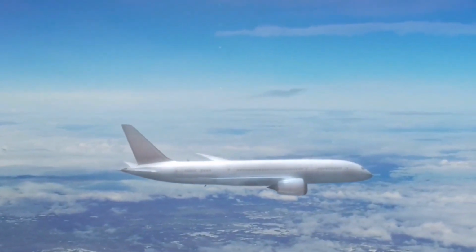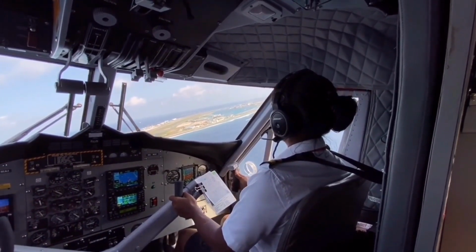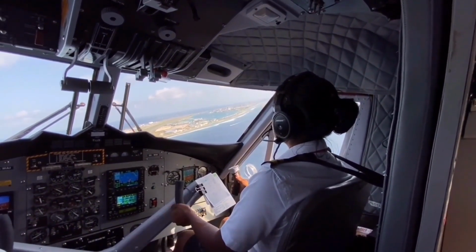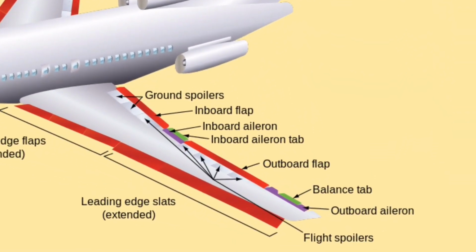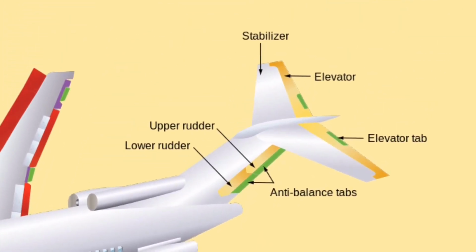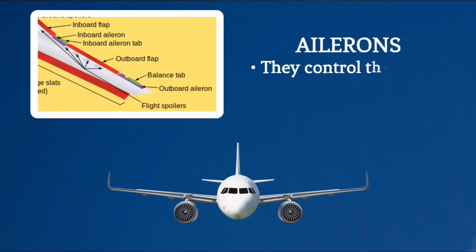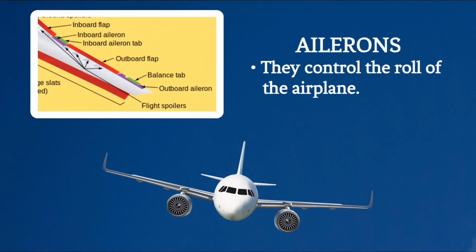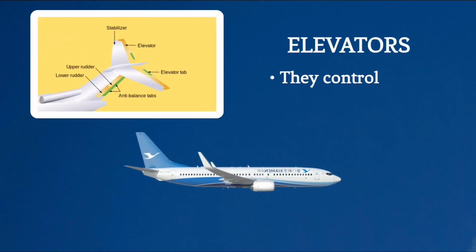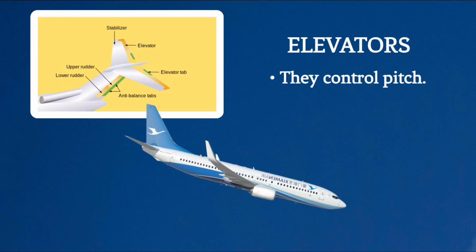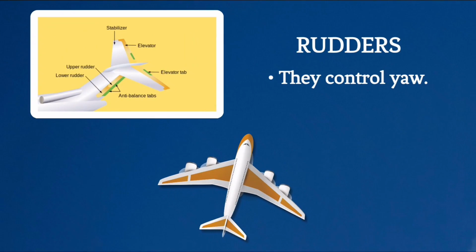Apart from the major components of an airplane, they are also equipped with movable control surfaces that allow the pilot to manipulate their flight path. These primary control surfaces include ailerons, elevators, rudders, flaps and slats. Ailerons control the roll of the aircraft, that is, tilting the aircraft left or right. Elevators control pitch, that is, nose up or nose down movements. Rudders control yaw, side-to-side movements.